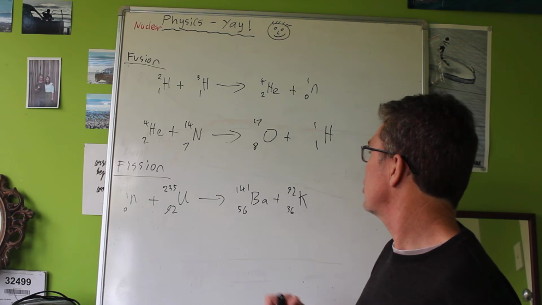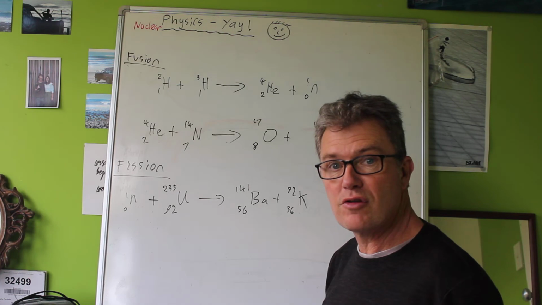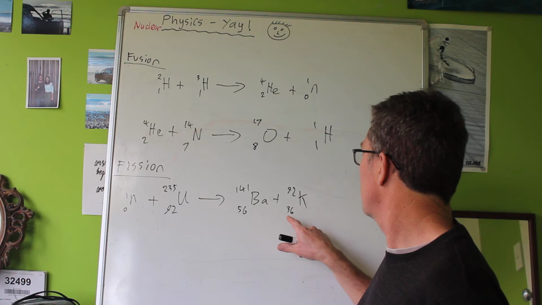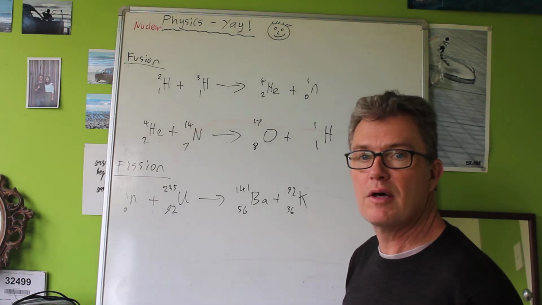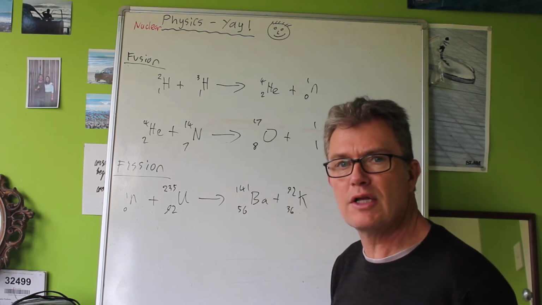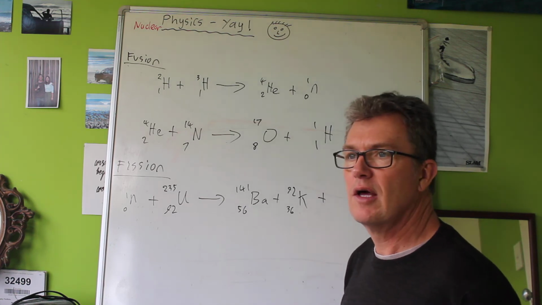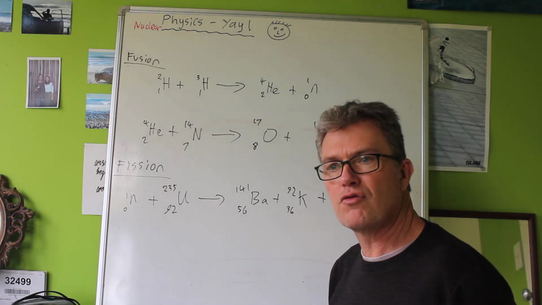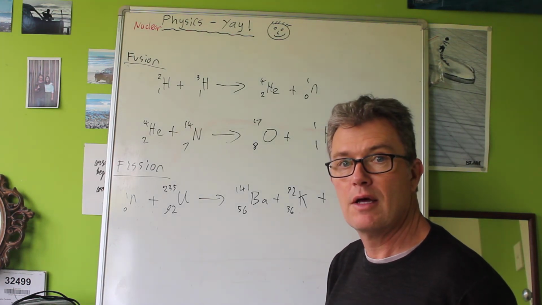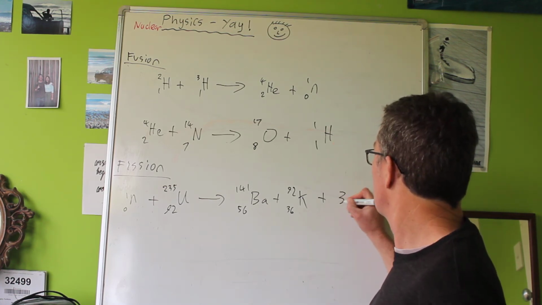141 and 92 does not give you 236, it gives you 233. So there's a slight problem. 92 is the same as 56 plus 36, that adds up. So what are we ending up with? We cannot have an unbalanced nuclear equation, that does not work. So you need another product. Now what has a mass number of 3 and an atomic number of 0? The answer? 3 neutrons.